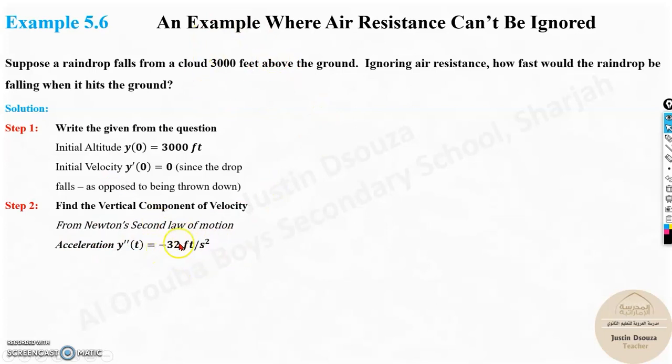It is negative 32 feet per second squared. And to find the velocity, integrate this. You will get minus 32t plus c. What is the initial velocity? 0. So when you substitute over here, the c value will be 0. I've not done that step, but we have done it in the previous videos. So you make t 0, minus 32 times 0, and c will be 0, because y dash of 0, sorry.